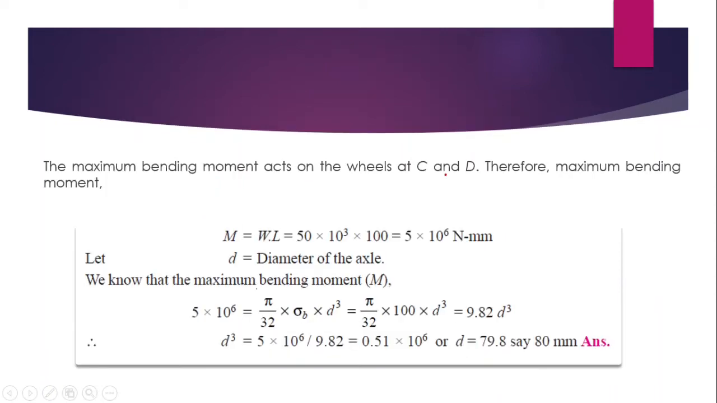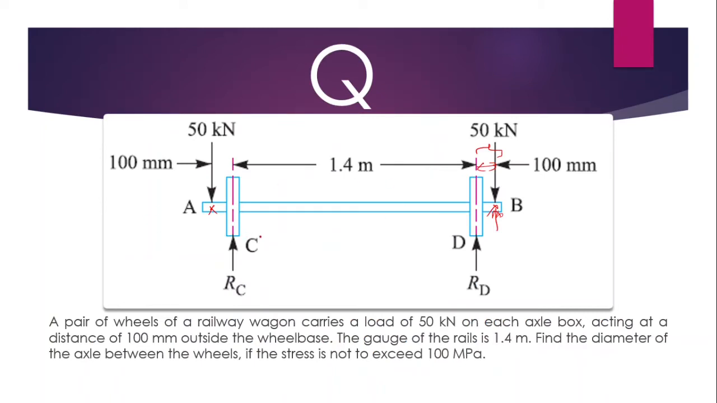Then the maximum bending moment acts on the wheels at C and D. While referring to this particular figure, we can say that the maximum bending moment acts at point C and point D.